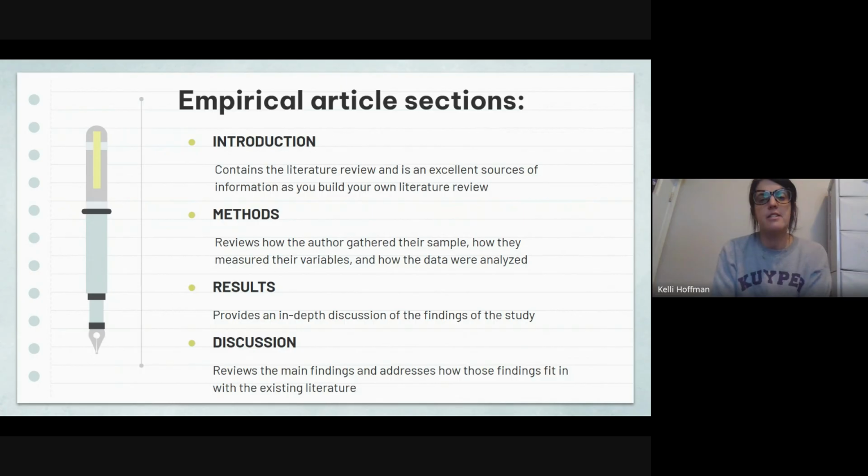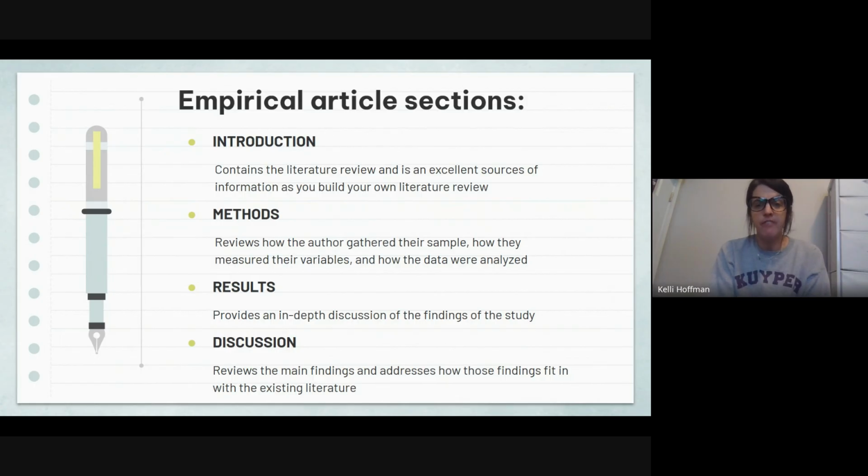This provides a pretty in-depth discussion of what they find. There are often a lot of statistics thrown in there. That's why we have you all take a statistics class, because it helps you read empirical articles better and understand what they're actually saying. And then there'll be a discussion at the end as well.